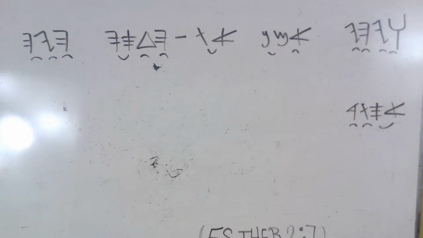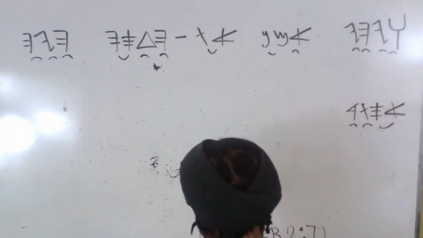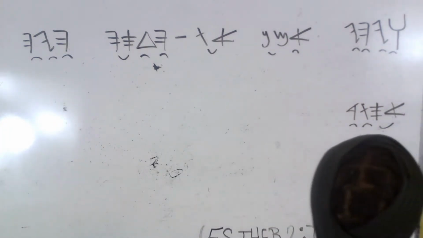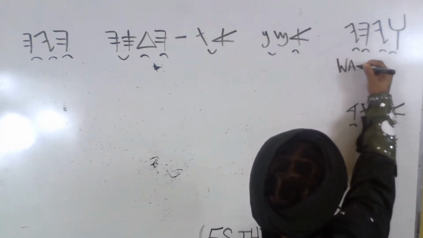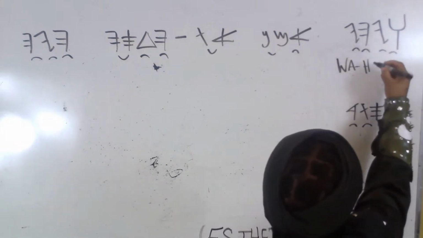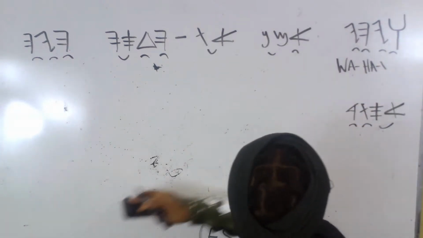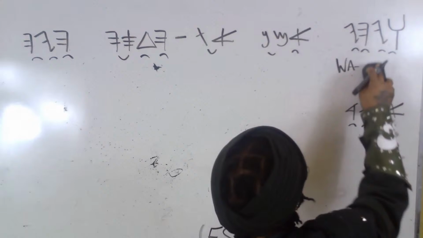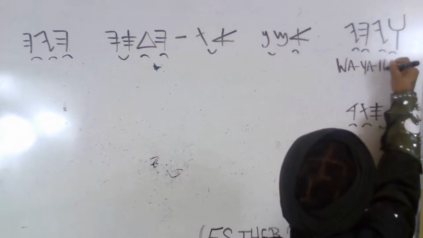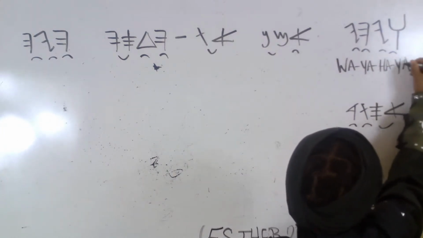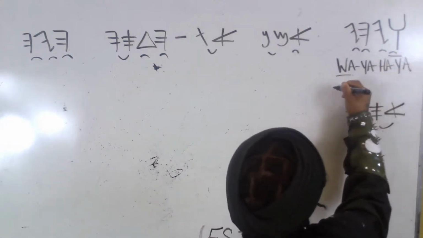All right, so now the first word is Wahaya. Right? So first, let's put right how to pronounce it. It's not Wahaya, it's Waya-haya. Okay? Wa at the beginning of a root word means and.